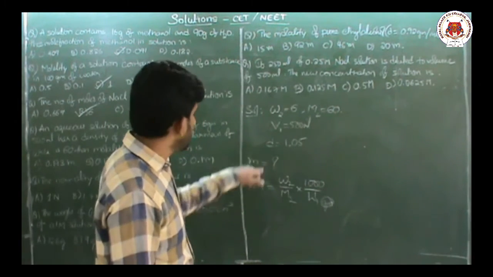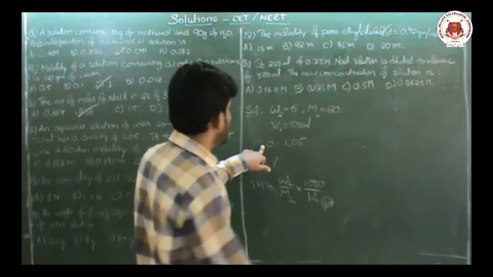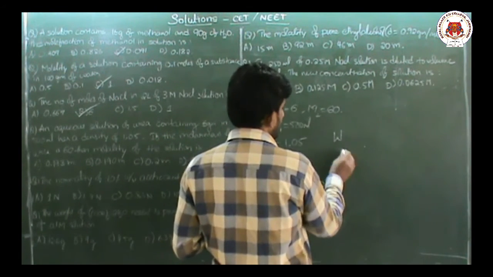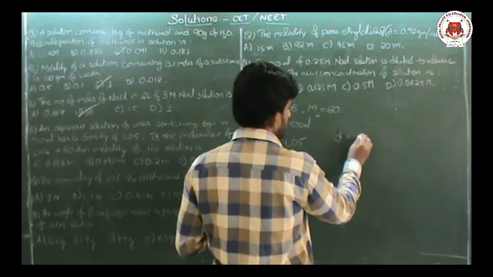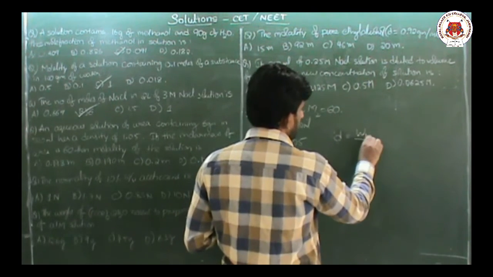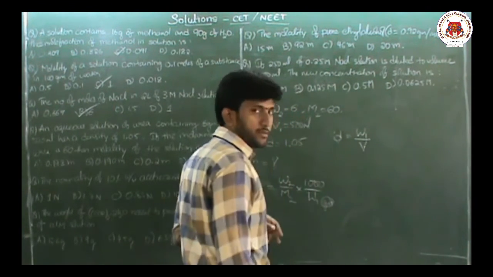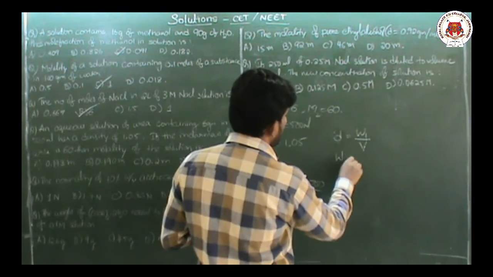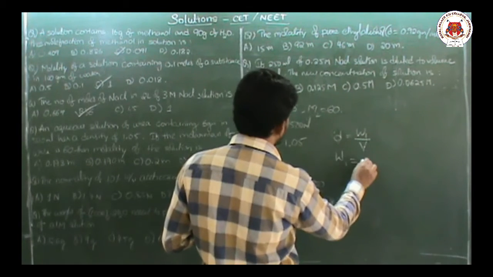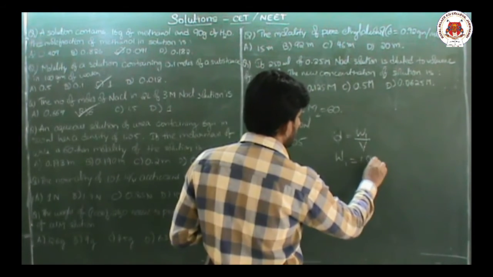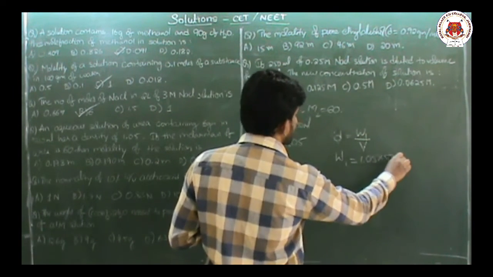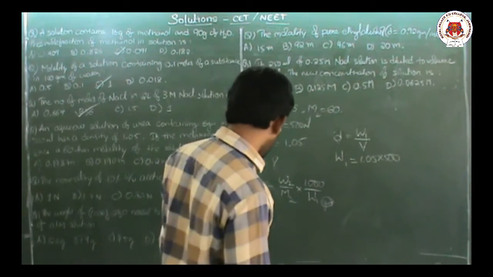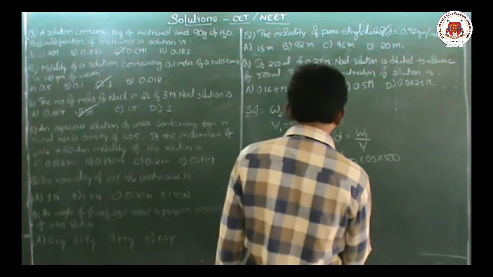Sorry, 500 ml. Density is 1.05. Then from this you can get M1, W1, that is density is equal to mass by volume. Now what will be the weight of the compound? Mass is equal to density into volume. That means 1.05 into 500. Now what is 1.05 into 500?